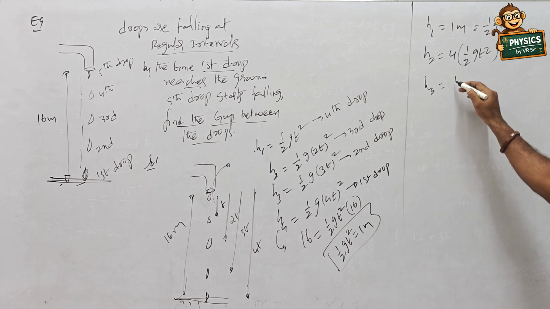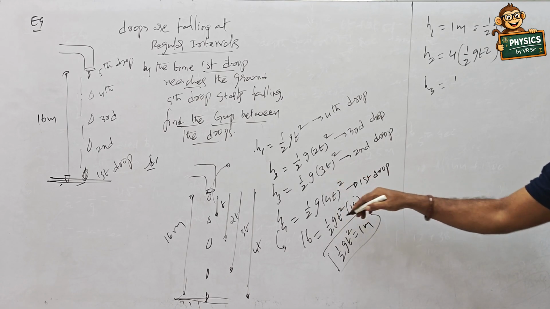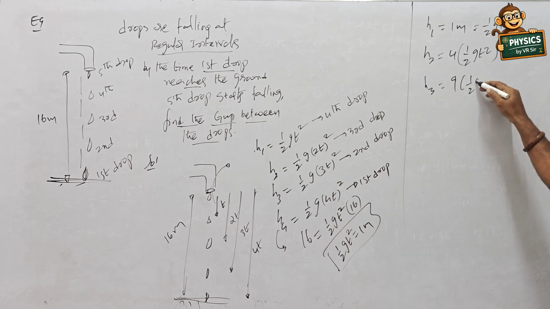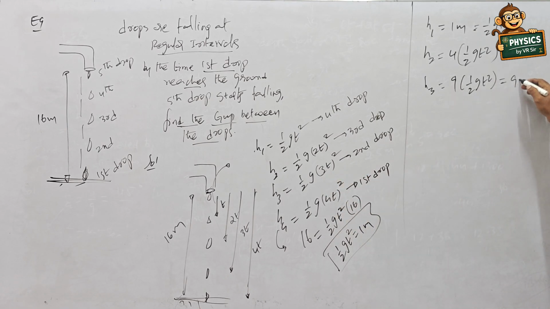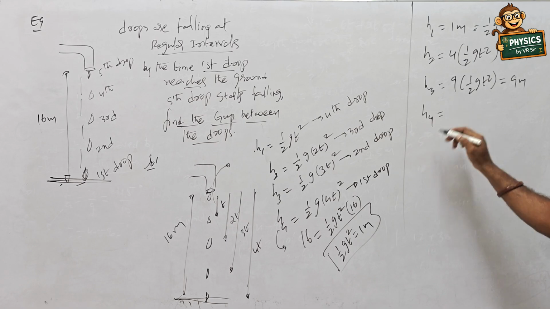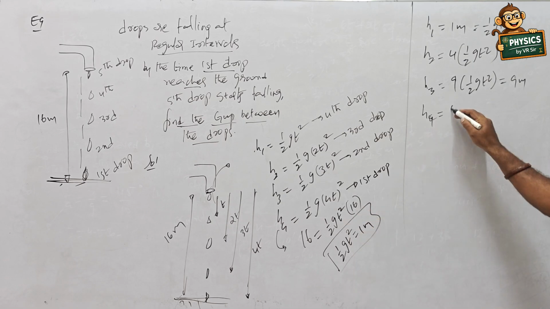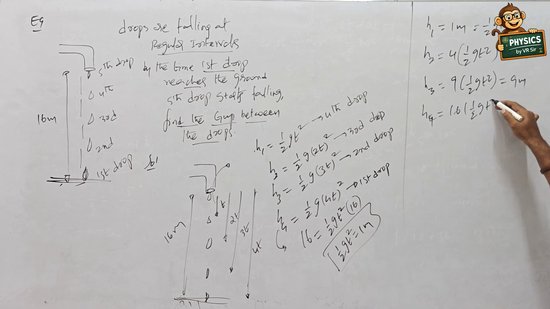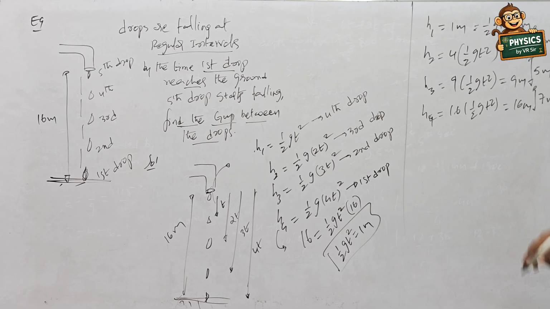Now h3 is equivalent to, of course, 3 square, 9. So 9 into half g t square. How much is that? 9 meters. h4 is equivalent to 16 into half g t square, which is 16 meters. Now what is the gap? This is equivalent to 1 meter. What is the gap between these two? 3 meters. What is the gap between these two? 5 meters. What is the gap between these two? 7 meters. That's it, the answer.